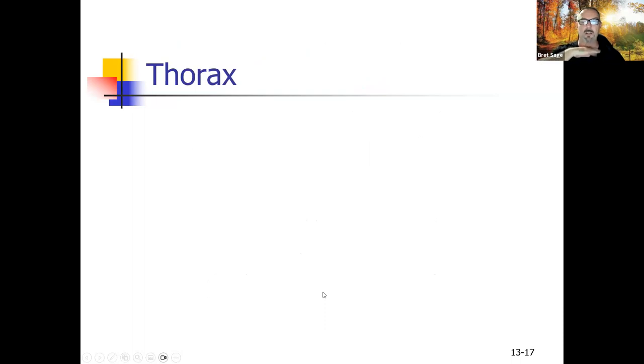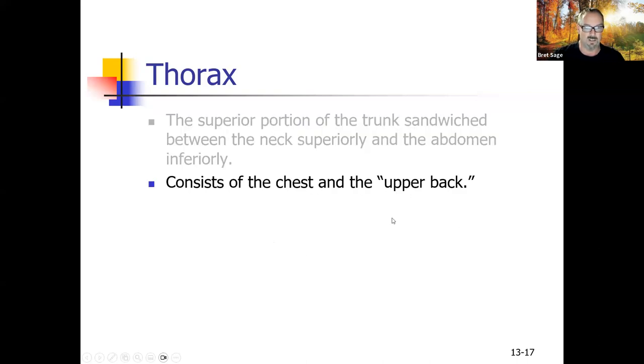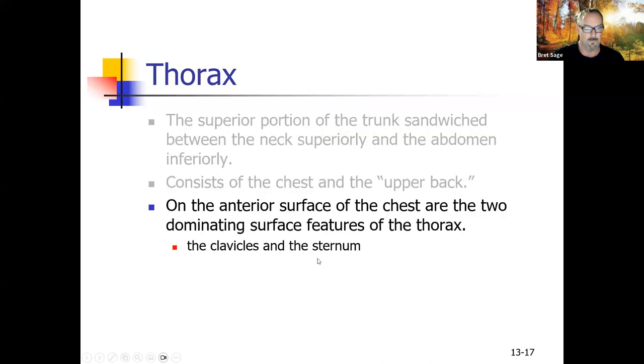Thorax, talking about the area below your neck and above your abdominal cavity. It's the superior portion of the trunk, sandwiched between the neck superiorly and the abdomen inferiorly. And that includes your upper back as well, by the way. It consists of the chest and upper back. On the anterior surface of the chest are two dominating surface features of the thorax: the clavicles, which run along from shoulder to sternum, and the sternum, which is right here in the center.